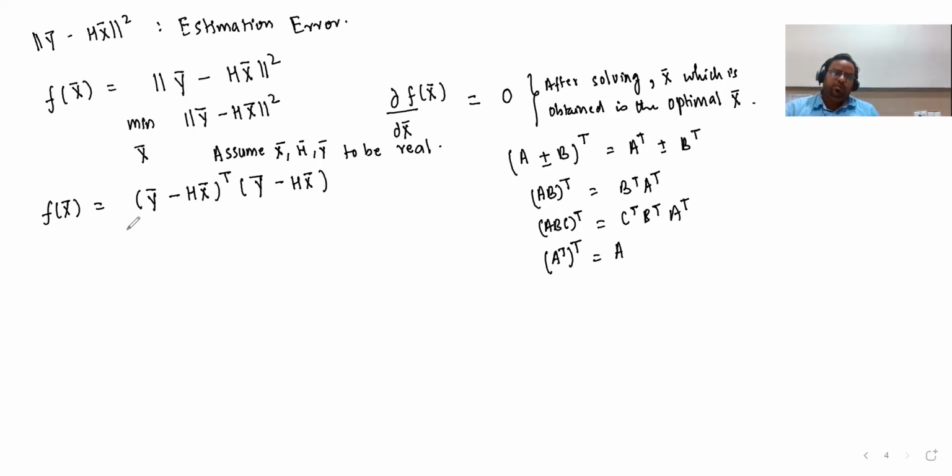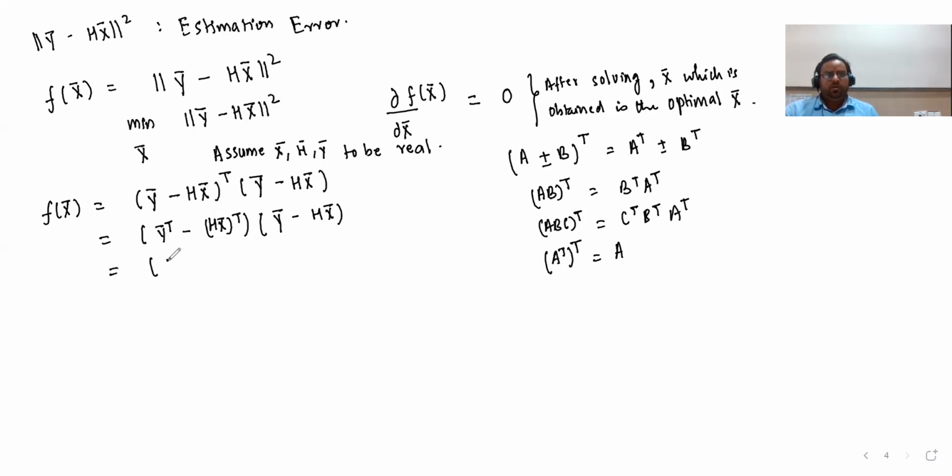Okay, so we start here. We can see that this particular factor will be obtained as Y transpose minus (HX) transpose, and this multiplied by the Y vector minus the HX vector.